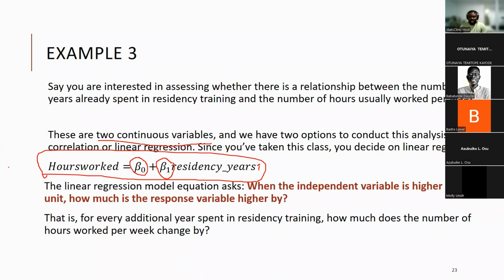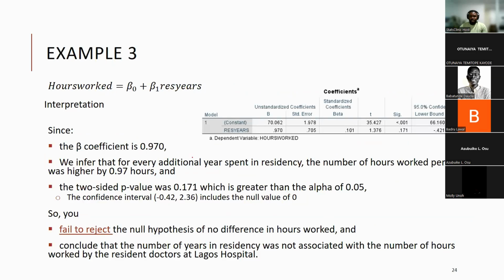So even though beta 1 is on this side of the equation, it actually refers to the factor that is multiplied, like you said earlier. So every time the residency years increases by 1, if you compare the person on the first day of residency, day 0, to residency after 1 year, how much different is the number of hours they would work? We looked at that earlier, and we found that the beta coefficient in this study was 0.97, right?